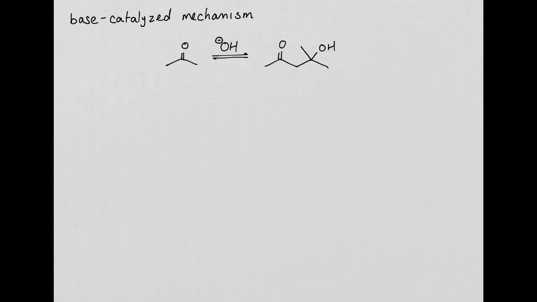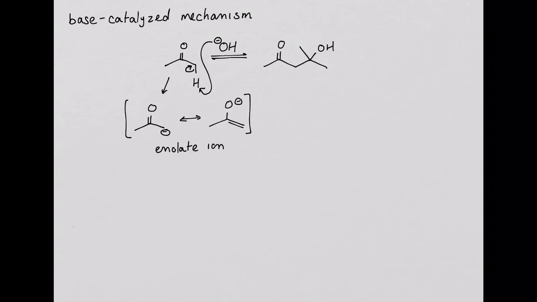In the first step, the base catalyst deprotonates the ketone to produce the enolate. This enolate anion is resonance stabilized. The enolate ion acts as a nucleophile and attacks a second molecule of ketone as the electrophile. This forms the deprotonated aldol product. In the final step, this compound is protonated to form the aldol product.